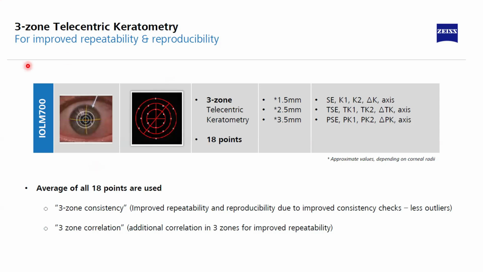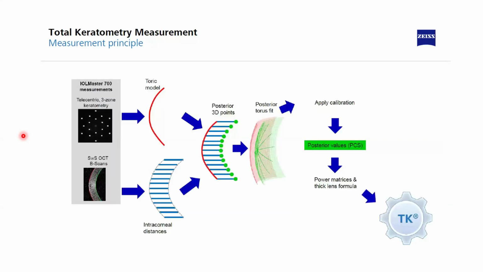The IOL Master 700 has a 3-zone telecentric keratometry, essentially, which means that there are 18 points with 3 zone diameters of 1.5, 2.5 and 3.5 mm, and an average of all 18 points is used. It has 3-zone consistency, which gives you improved repeatability and reproducibility, and 3-zone correlation.